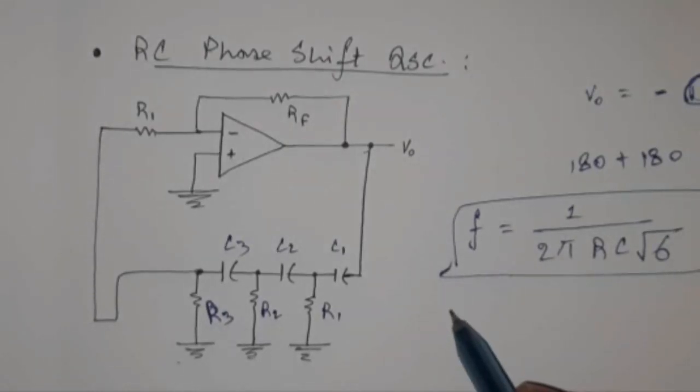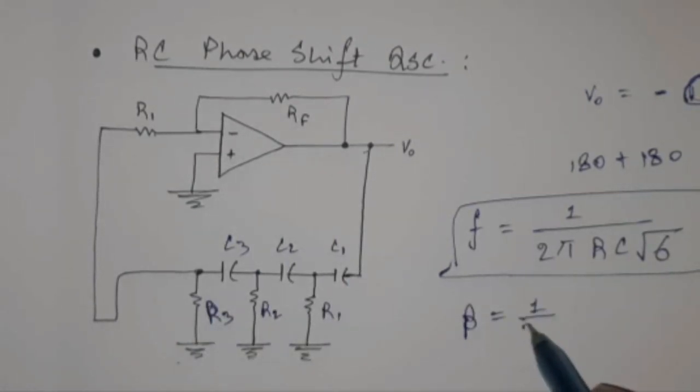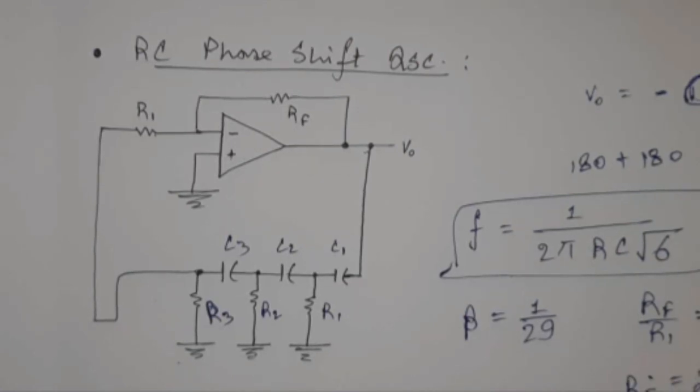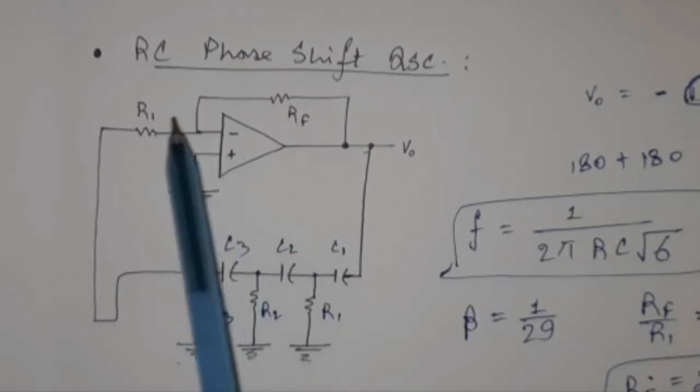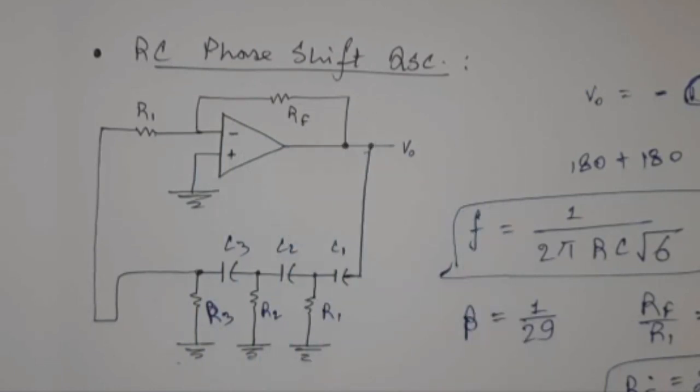And to fulfill the magnitude criterion, beta, that is the gain of the feedback network, should be equal to 1 by 29, which is given by RF by R1 equal to 29, and hence RF is equal to 29 R1. So these are the values you should keep in mind while solving the RC phase shift oscillator.